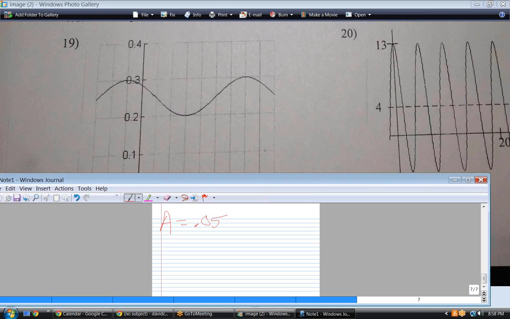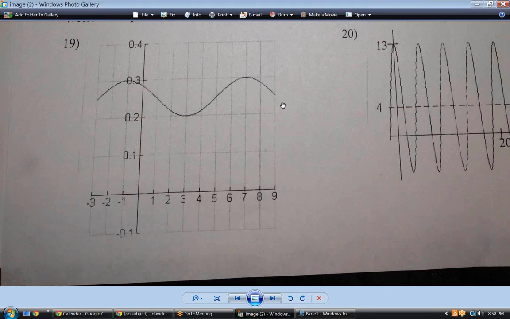B. Well, in order to get B, we need the period. We can read the period from the graph. What's the period? Go peak to peak, this peak to this peak here.